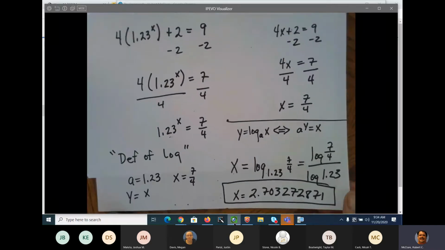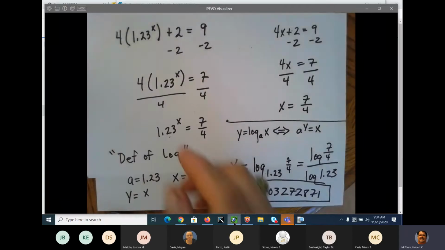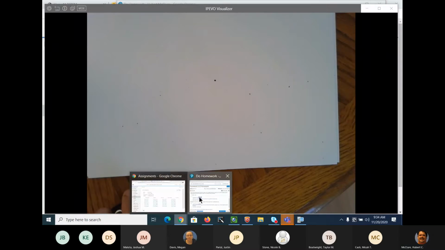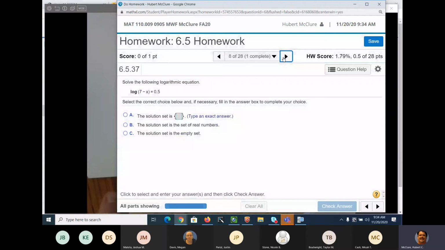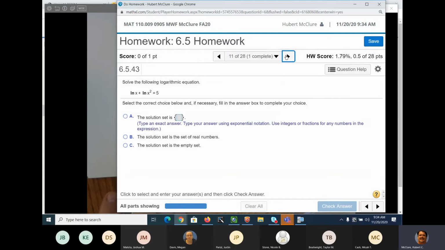Now there's two types of exponentials. There are some exponential equations where you can use the definition of a logarithm, and then there are other equations where you have to take a log of both sides. See if I can find one for you. That's the definition of a logarithm also. Definition of a logarithm. Okay, all right, that one is properties of logarithms.